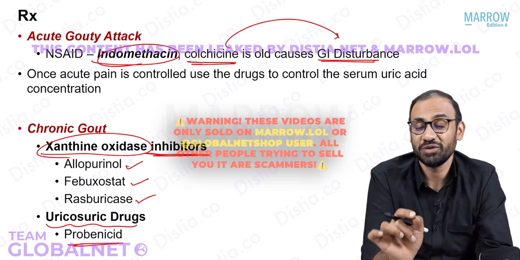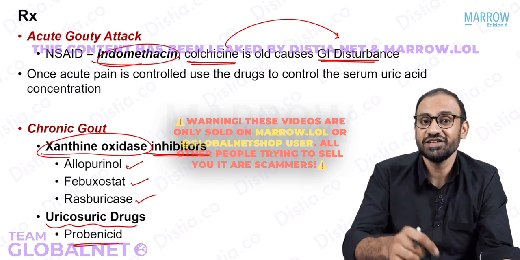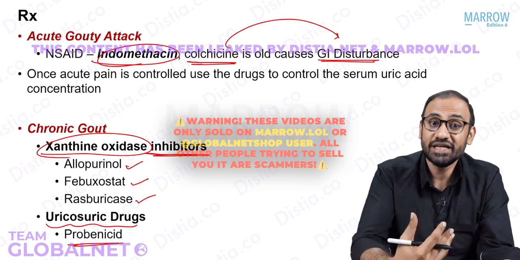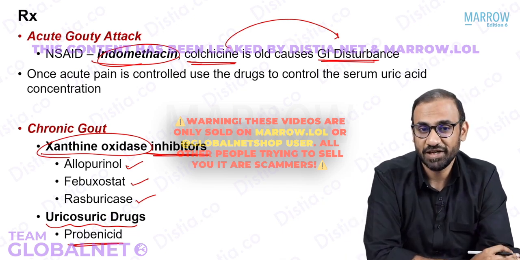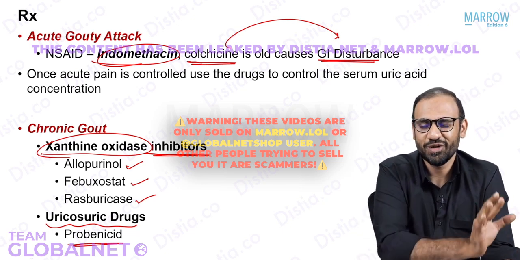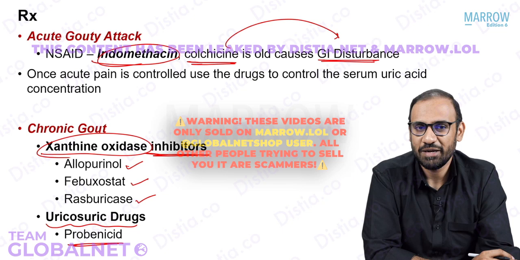Never in an acute attack. Because in an acute attack, if you use any of these drugs, you will be changing the serum uric acid concentration suddenly, precipitating more pain. Okay? That is the story of gout: a middle-aged man going on a business trip complaining of pain at the first MTP joint.